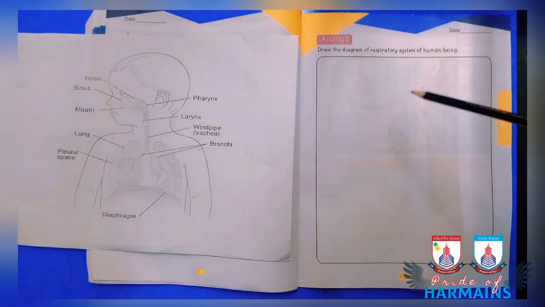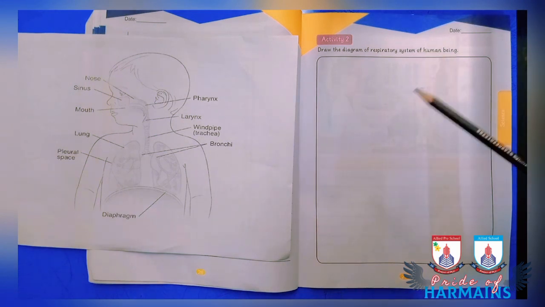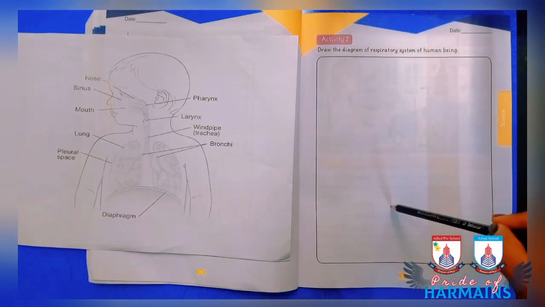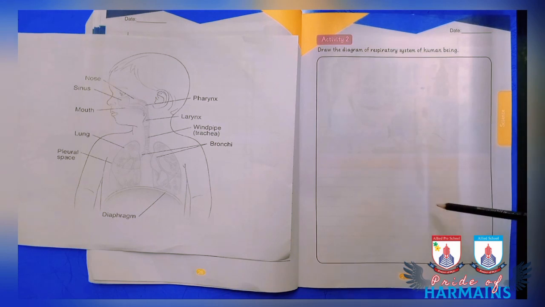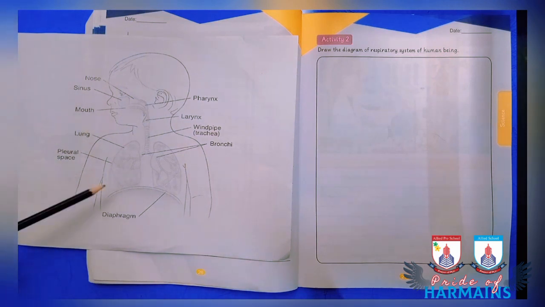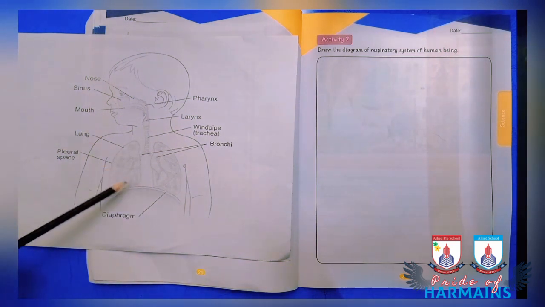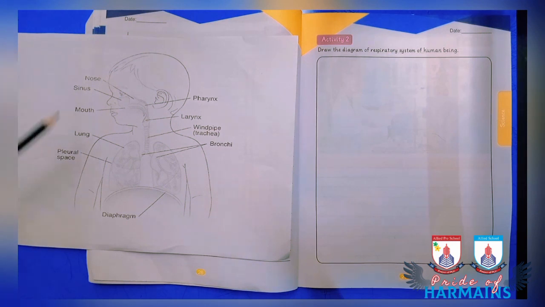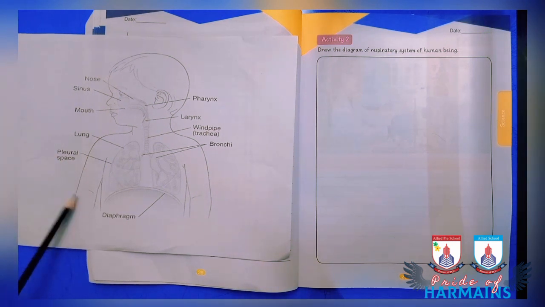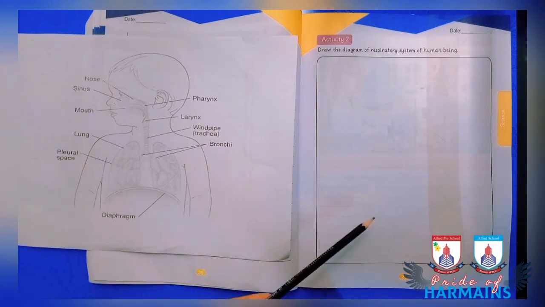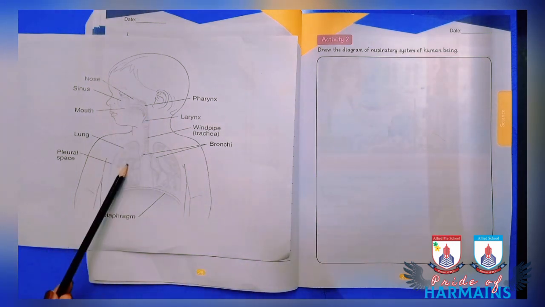I think your activity number 2 from class 6. Here you have to draw a diagram of the respiratory system of a human being, and you have to label it properly. Here I am providing you with a simple diagram of the respiratory system, and then I am going to explain it. You are supposed to draw this diagram over here in the given space and label it as it is.